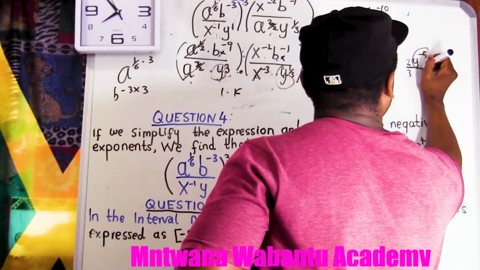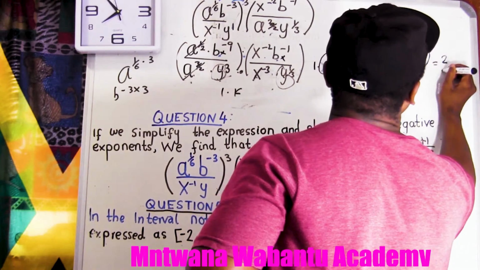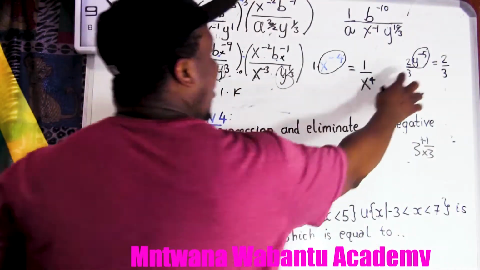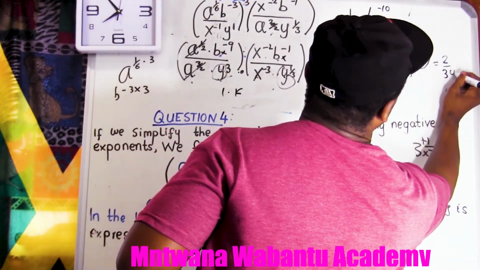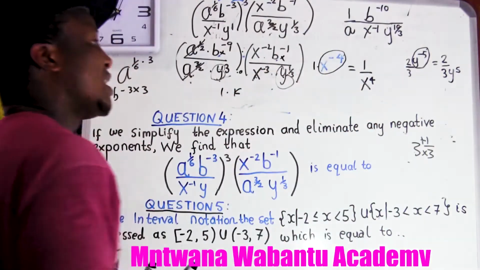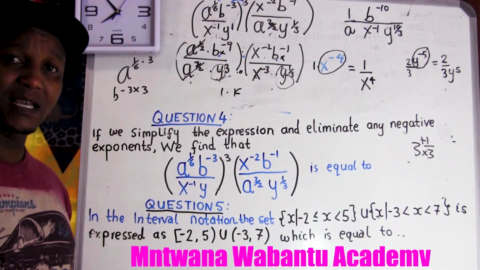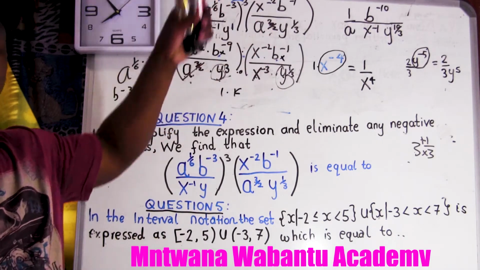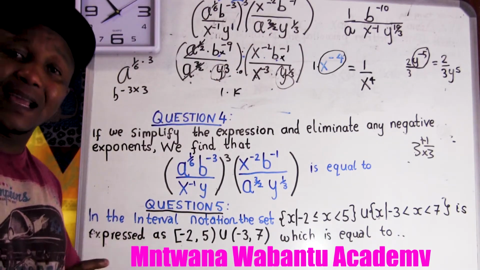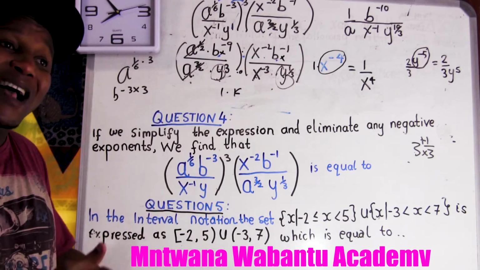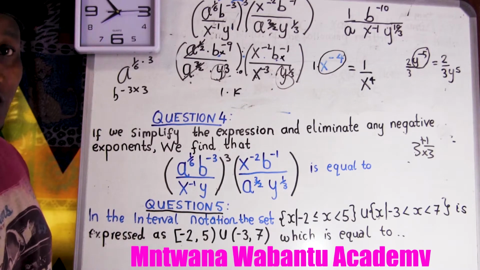Only this number with the power. So my 2 over 3 is going to remain the same, and all this is going to go to the bottom. So it's going to become y power positive 5. That's how you reciprocate. But not all the time is it going to be on top, go to the bottom. You only do that when your final answer is in a negative exponential.